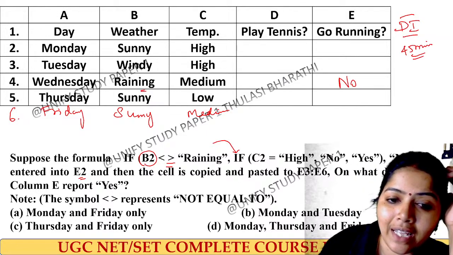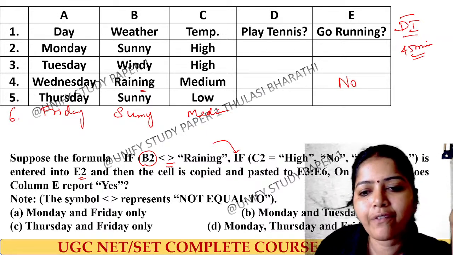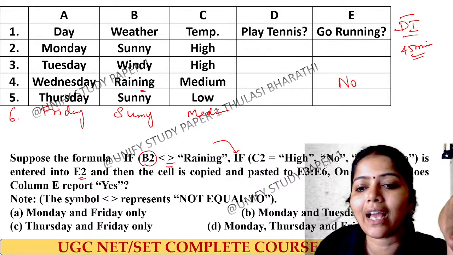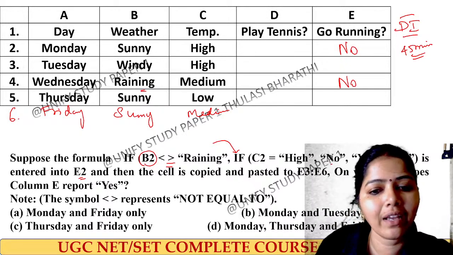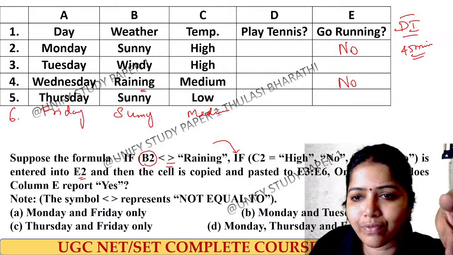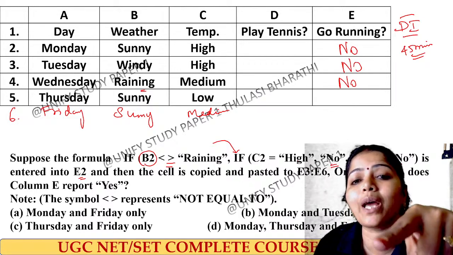Okay, right. Then now we go for sunny. Yes, it is sunny. If C2 is equal to high, then I have to give no here. So here no will come. And then windy, yes, the first formula is right. Then high is equal to high, so definitely no will be printed, because if C2 is equal to high I have to type no here.